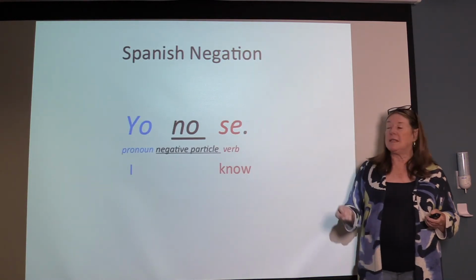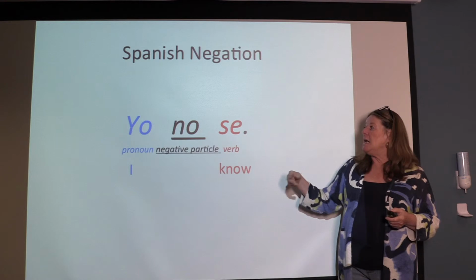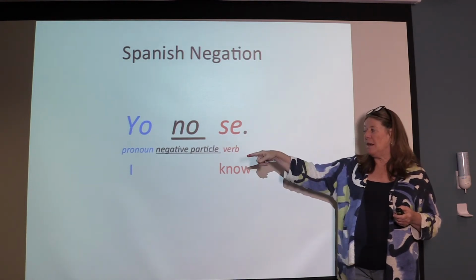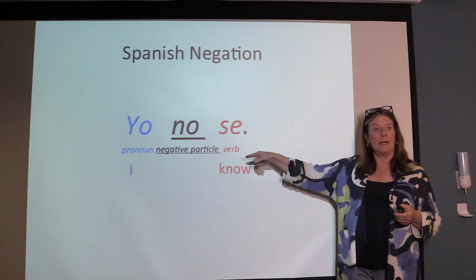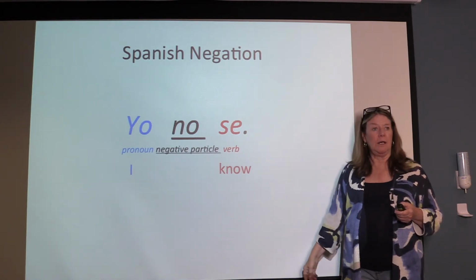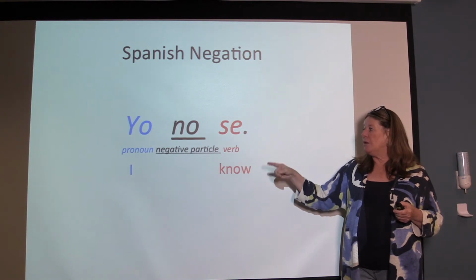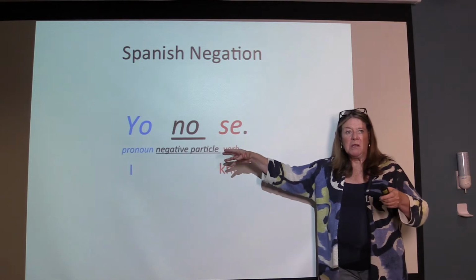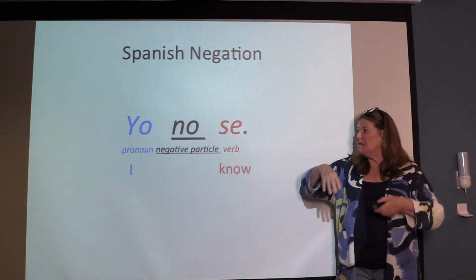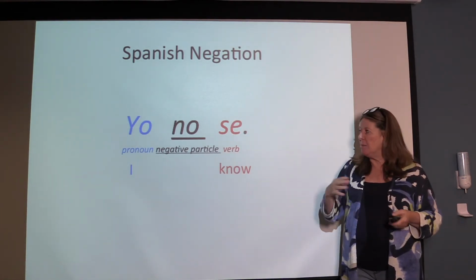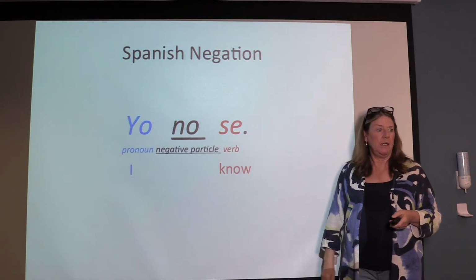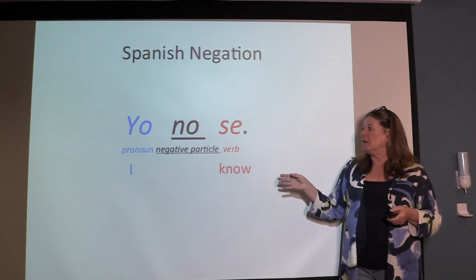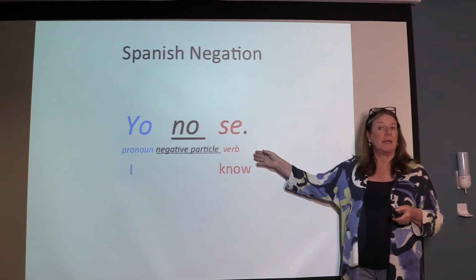Spanish negation for the same sentence, I don't know, is yo no sé. Yo is the pronoun, I. No is the negative particle, and the verb is sé, know. Yo no sé. One negative particle, no do support, no contraction, no nothing. Just simple, put a no in front of the verb. That's a simple negation rule, and it turns out that this is as simple as it gets.